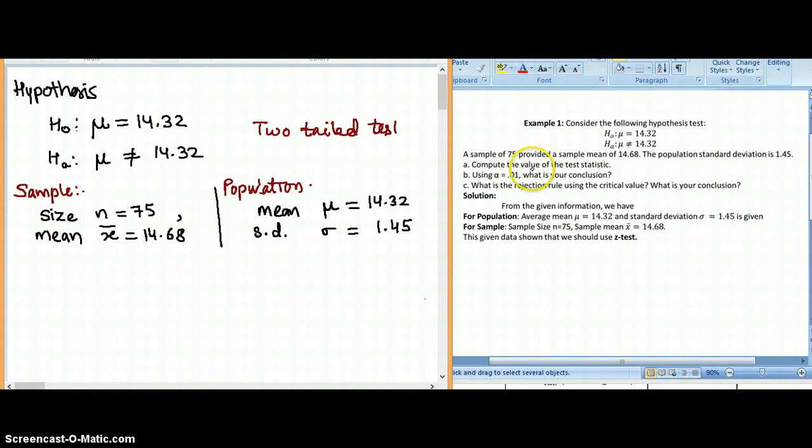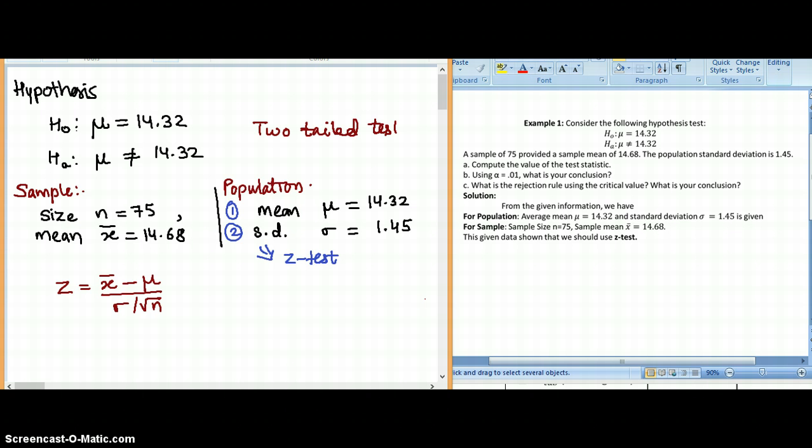Now what is asked? Compute the value of test statistics. Now from here we can see that for population we have mean and we have standard deviation. So this implies that we need to use Z test, because whenever mean and standard deviation are given for population, we have to use Z test. To use Z test, we need to calculate Z value, which is given by Z equal x bar minus mu divided by sigma divided by root n.